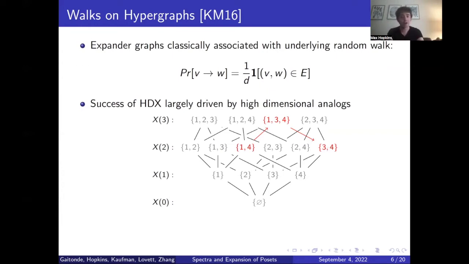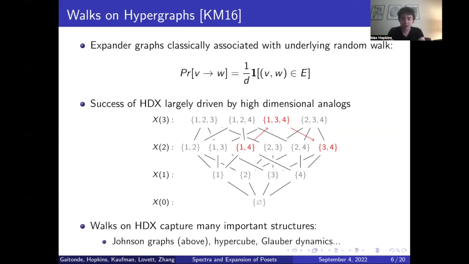These are called higher order random walks. The reason this has led to so much success is that these higher order random walks on simplicial complexes, on high-dimensional expanders in particular, recover a lot of structure that was already important in the literature. In the most basic case of the complete complex above, these give what are called the Johnson graphs, which are already important objects.